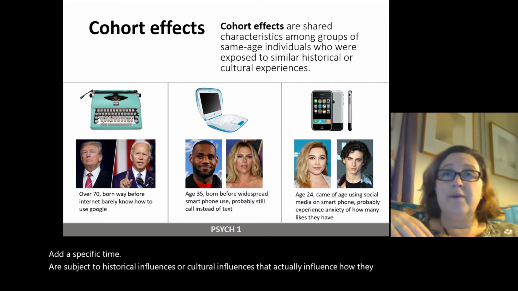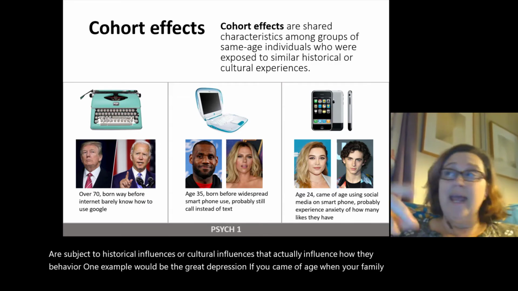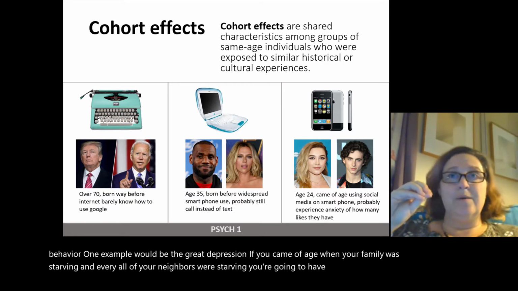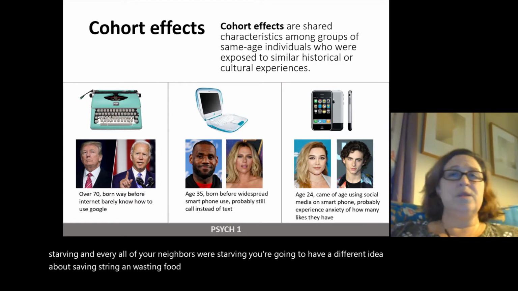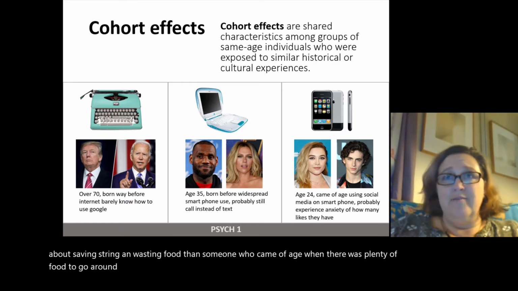One example would be the Great Depression. If you came of age when your family was starving and all of your neighbors were starving, you're going to have a different idea about saving string and wasting food than someone who came of age when there was plenty of food to go around and more or less enough money.